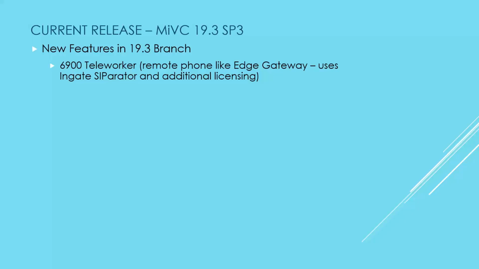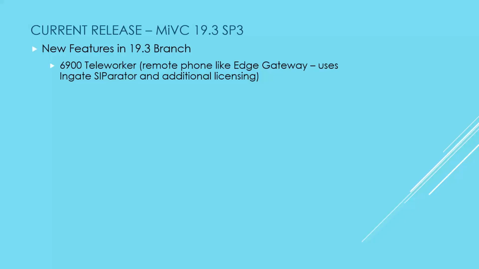In 19.3, actually a few versions ago, they did add that feature to the phones. It's not really built into Director the same way that the Edge Gateway was. It requires use of an InGate SIParator as the VPN gateway appliance, and it does require some special licensing for the InGate to use it in that teleworker mode for phones. So the setup burden's a little bit higher than setting up an Edge Gateway, I think, in a lot of cases. So we haven't actually seen a lot of adoption of this.